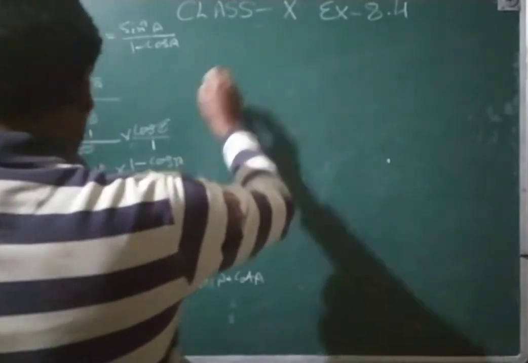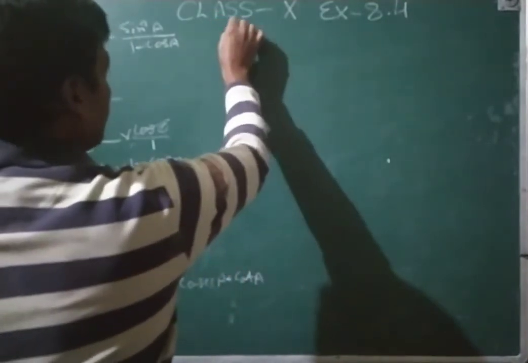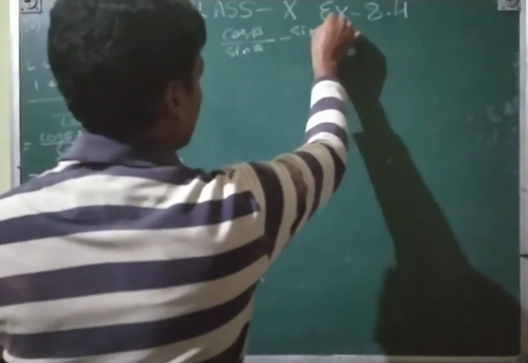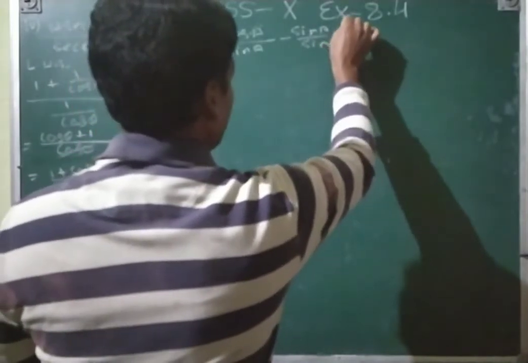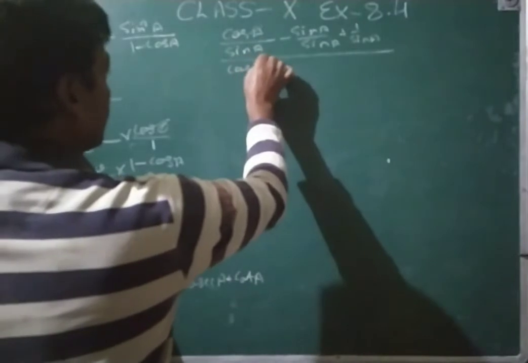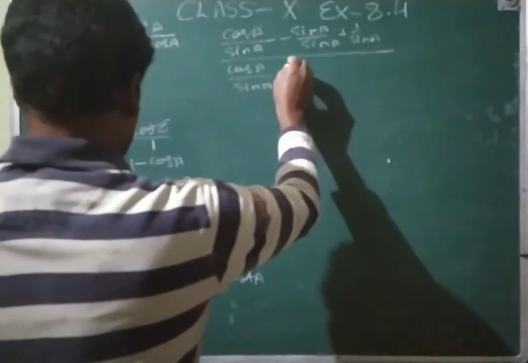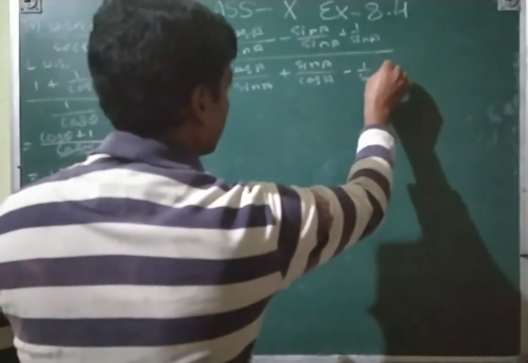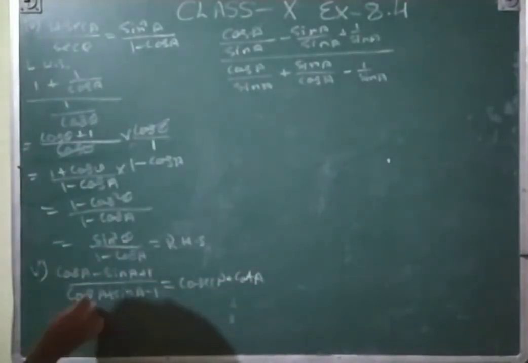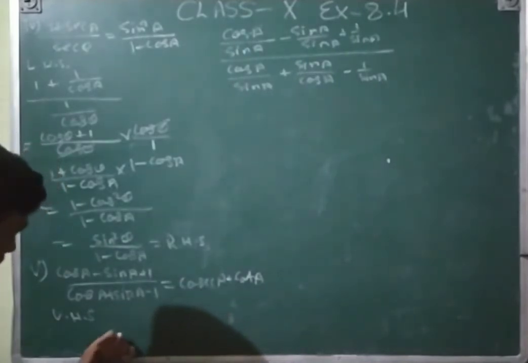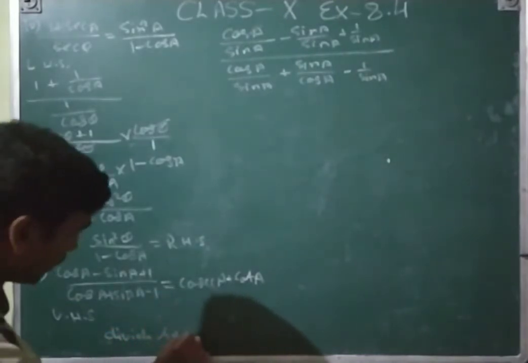That cos upon sine, that will be cos A upon sine A, and then sine upon sine, and plus 1 upon sine, upon main upon, and then cos upon sine plus sine upon cos, sine A upon cos A minus 1 upon sine A. And then here we will write left hand side, and both sides divide by sin A only.